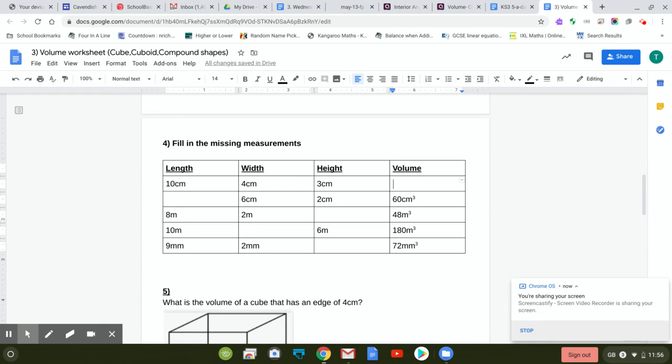I'm just going to quickly go over some of the questions you had yesterday before I tell you what we're going to do today. Some of you found those volume questions a little bit difficult, so I'll just quickly go through them. Starting at number 4, I think the first few were okay.